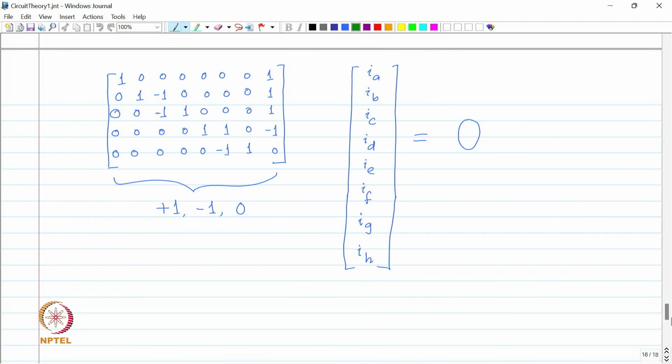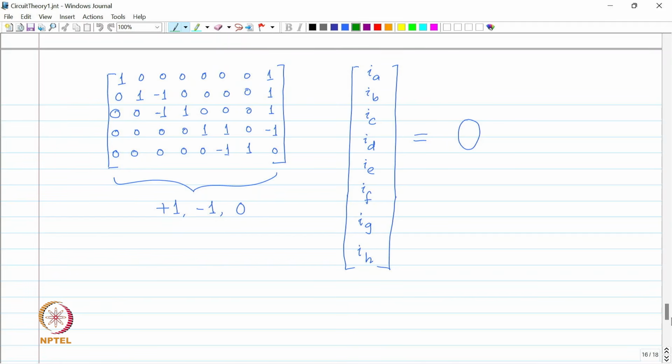The second row is I B minus I C plus I H is equal to 0. The third row is minus I C plus I D plus I H is equal to 0. The fourth row is I E plus I F minus I H is equal to 0, and the fifth row is minus I F plus I G is equal to 0. Okay, these were all the KCLs. Fine. So, like this you can organize your KCLs as a matrix.